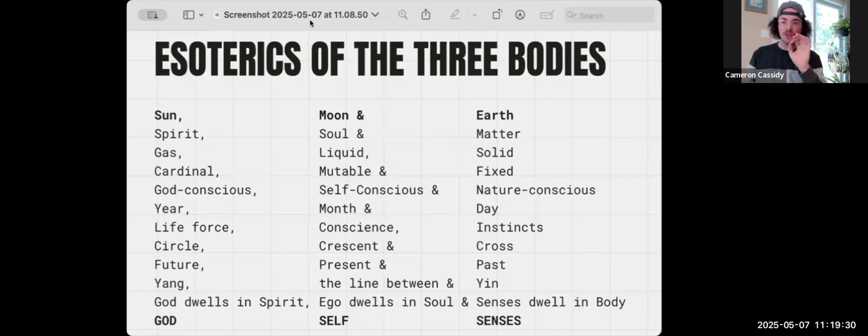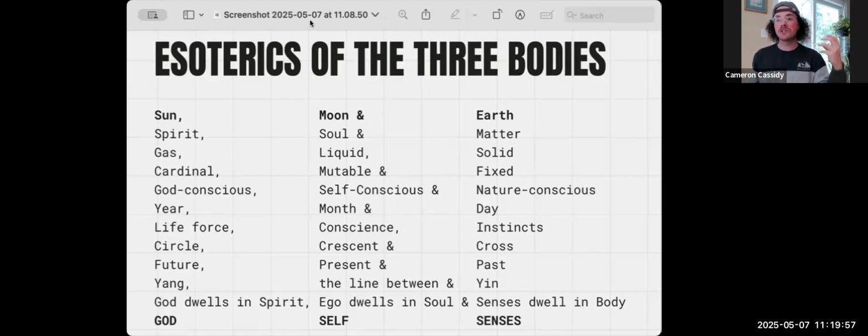The moon, the lunar sphere is this intermediary zone that unites the eternal spirit into a physical body, right? It's the soul that mediates this process. It's the line in between the yin and yang. It's the mutable energy. And it's the liquid state of matter, right? And it shows how the ego dwells within the soul. So there's an identification of personality that's in the soul. That's on the lunar layer. And that's what we would call self.